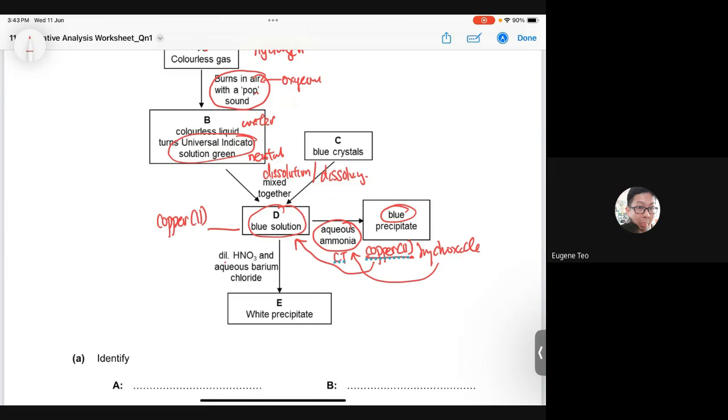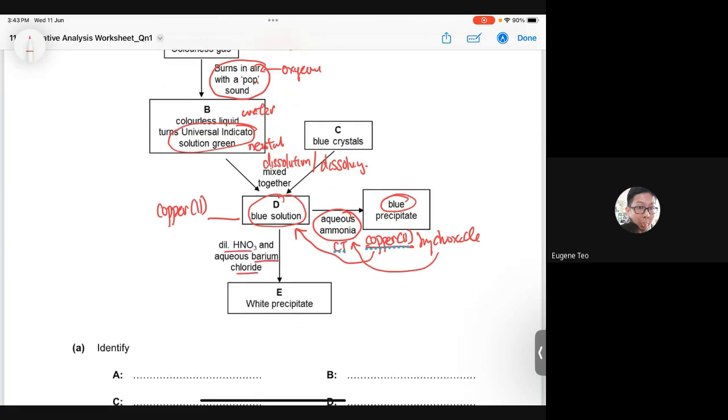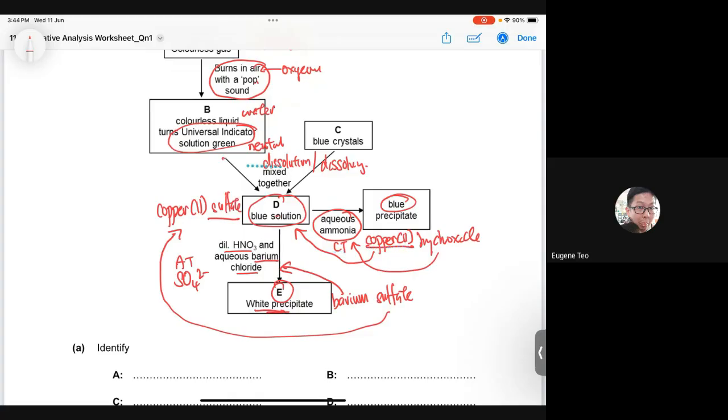But next one, I realized I add acid and then barium chloride. When you see barium chloride added, you know that this is an anion test for sulfate. And hence E, white precipitate formed, must be barium sulfate. The barium comes from the barium chloride over here. The sulfate must have come from D, which then tells you that D must be copper 2 sulfate. So if D is copper 2 sulfate, B is water, that tells you that C must be what? Copper 2 sulfate also. It's just copper 2 sulfate dissolving in water.